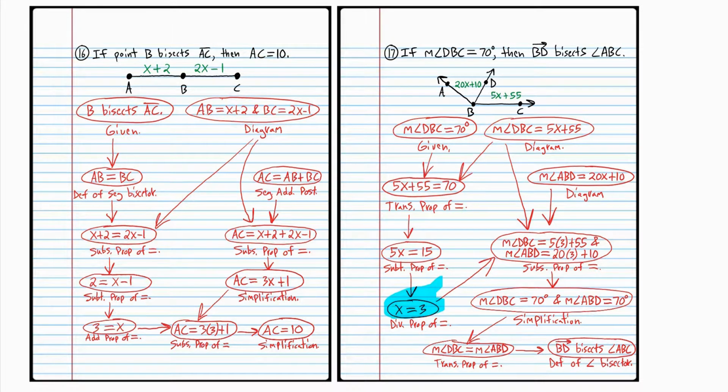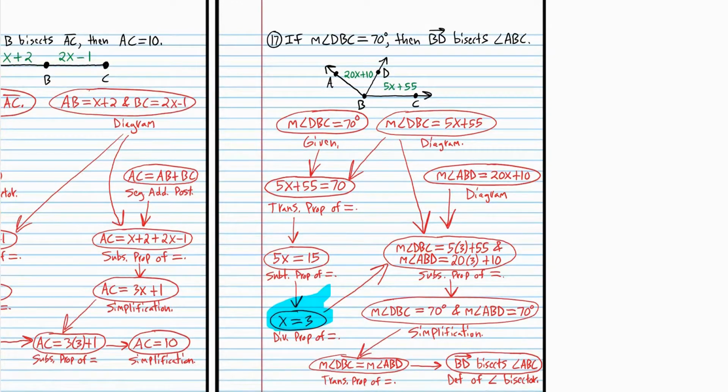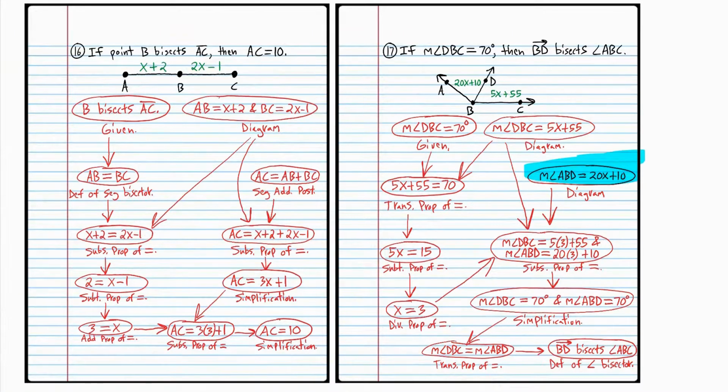And once we know that x is equal to 3, we can then take this expression up here that says that the measure of angle ABD is 20x plus 10. Using this information, we can come together on this bubble here and just plug in x to those expressions. Then we simplify these expressions and we end up with the measure of angle DBC is equal to 70 degrees and the measure of angle ABD is also equal to 70 degrees.